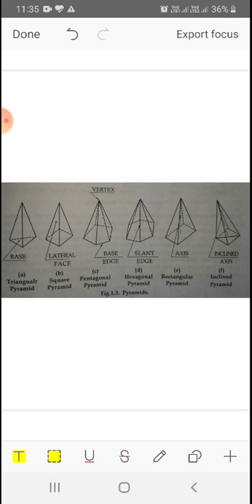Here also the axis will be considered. In the case of a pyramid, the imaginary line connecting the apex and the center of the base is called the axis.